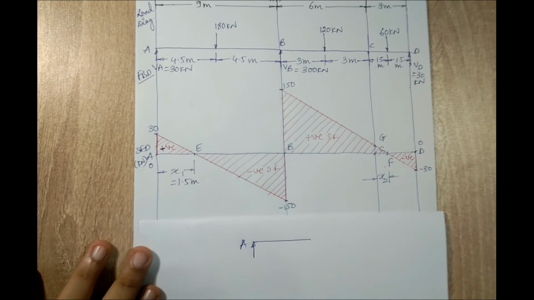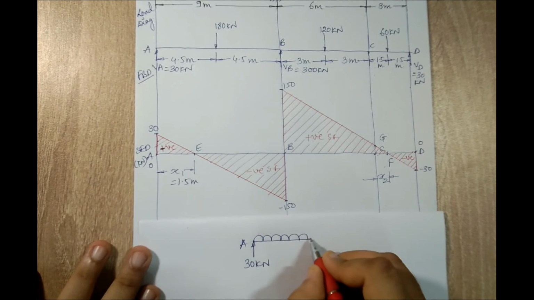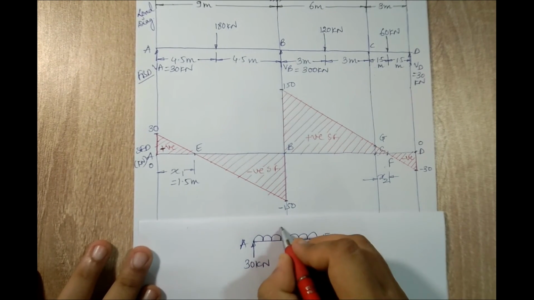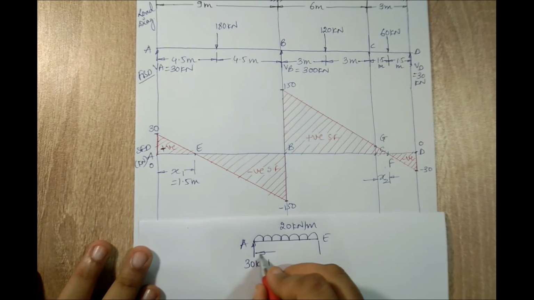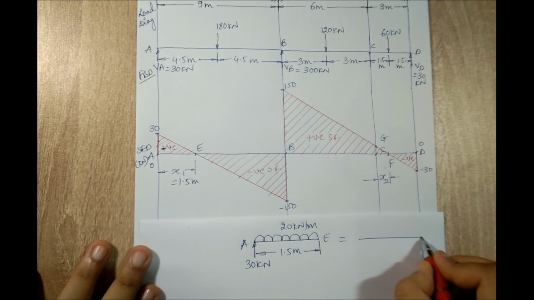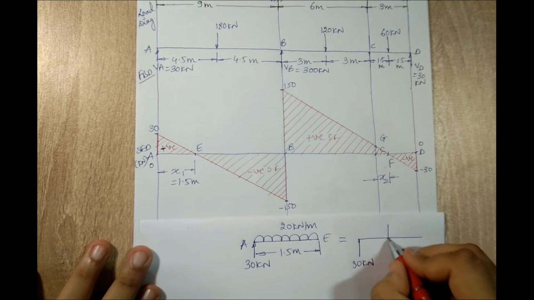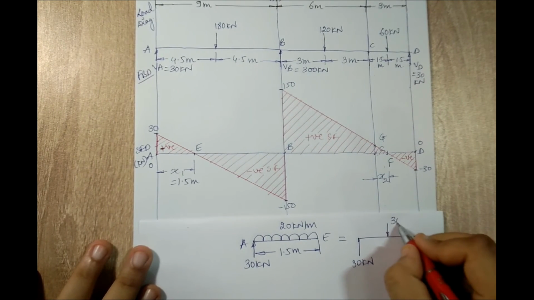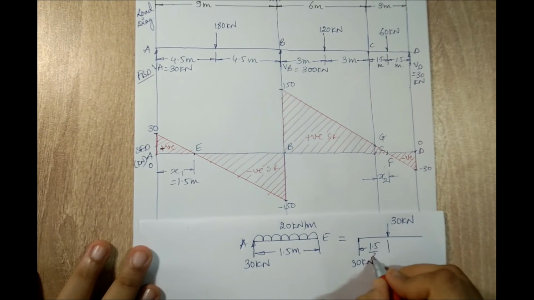At point A, there is a reaction VA of 30 kilonewton. Between A and E, there is a UDL of 20 kilonewton per meter and this distance is 1.5 meter. So when I solve this from A to E, this will be 30 kilonewton and the distance will be 1.5 by 2.